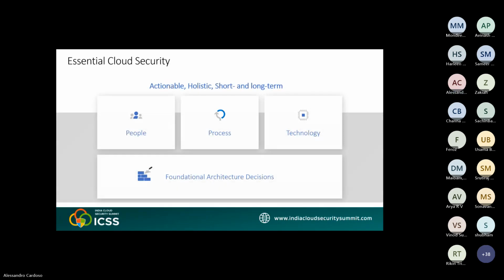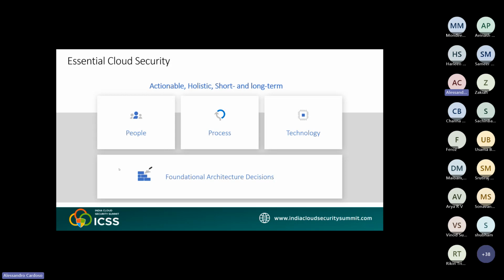So I mentioned before, right? I see the essential cloud security as coming from people, process, and technology. This is very important. You can't have a secure cloud environment if people, process, and technology don't work together.